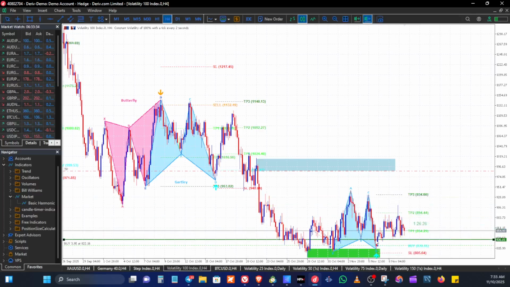Like I told you guys, a close above is a good level for us to take a buy and push to this side. Everything with this indicator is very superb, so I will encourage you guys to get this indicator.